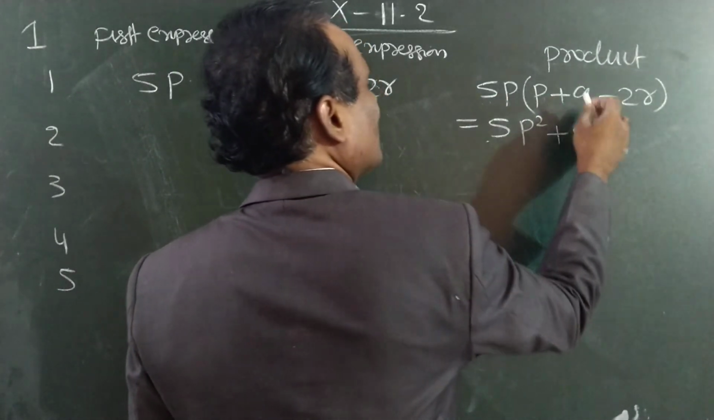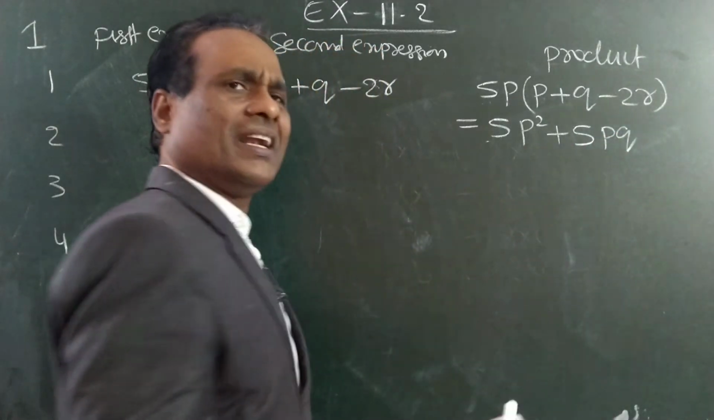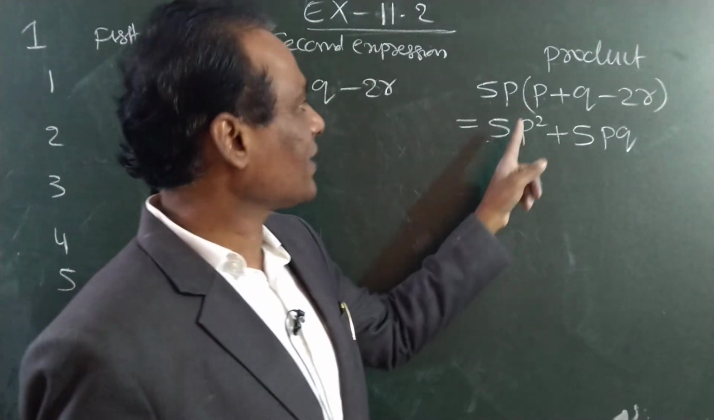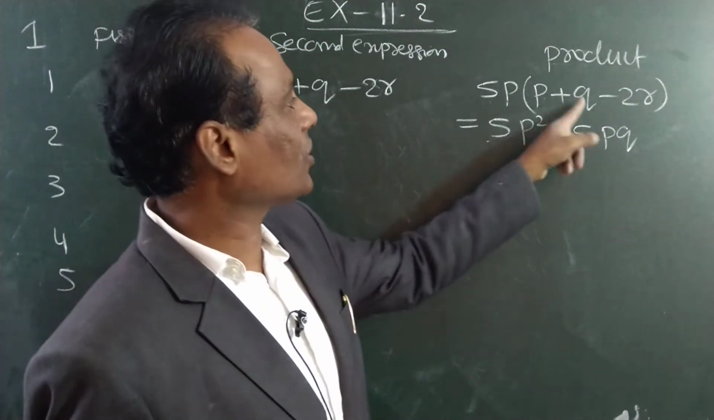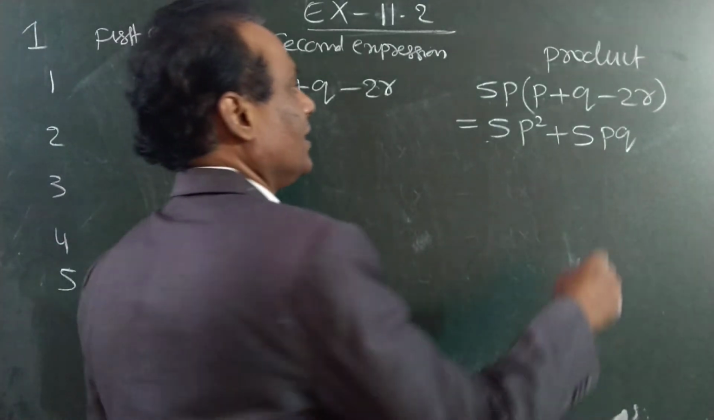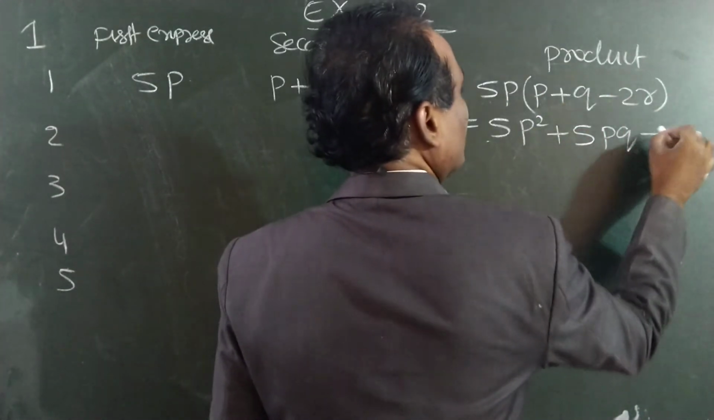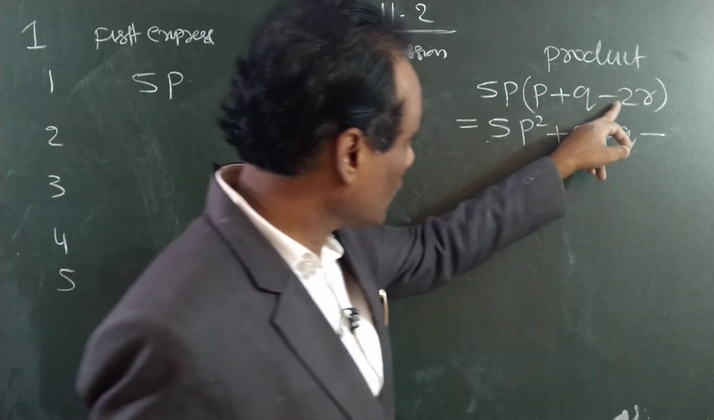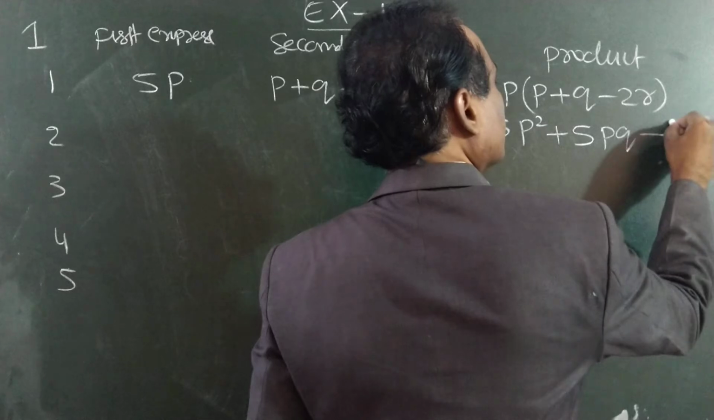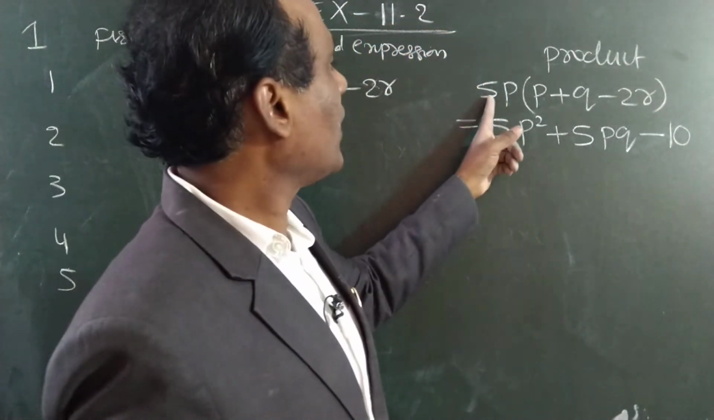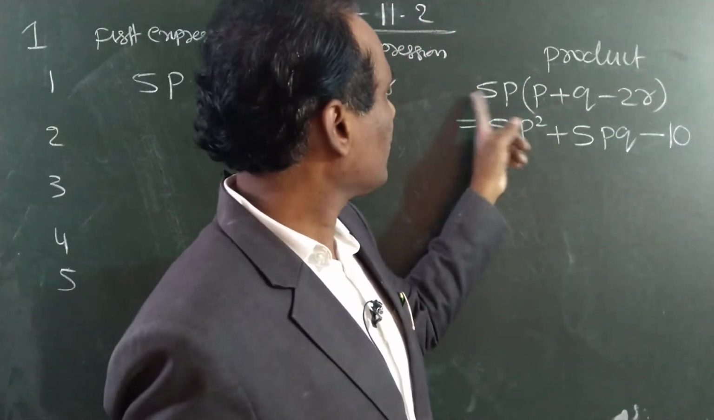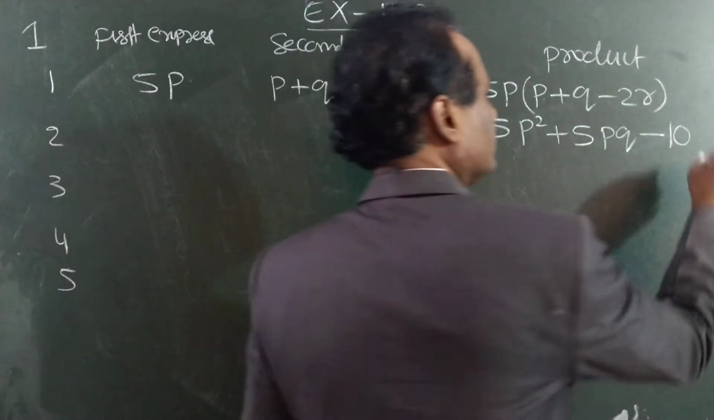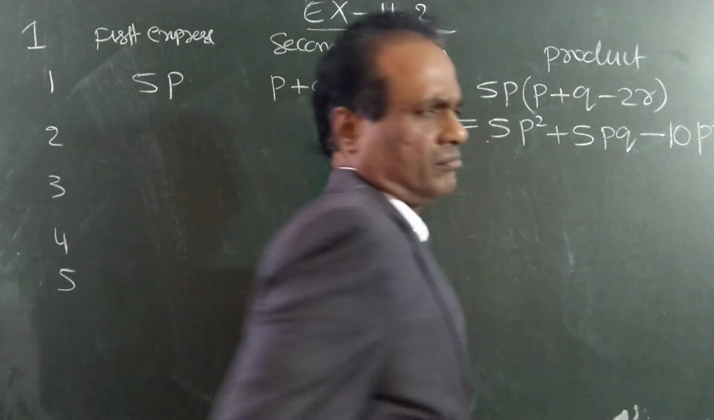5p into q is 5pq. P into q is p into q only, we can't further simplify. P into p we can write p square. Plus into minus is minus, 5 into 2 is 10, so minus 10pr. That's all.